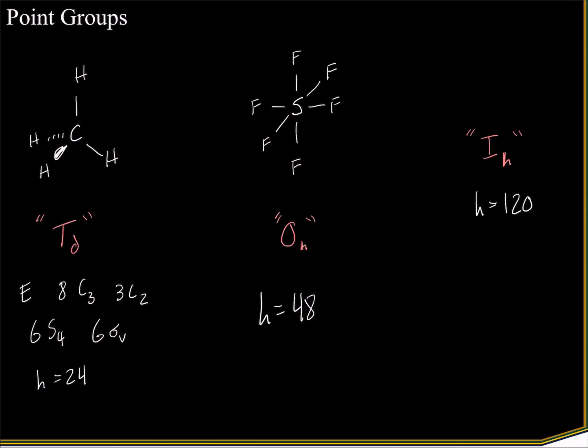Right, so these are our high symmetry point groups. Right, so these I'll label as our high symmetry point groups. I'm going to abbreviate point group as PG. And so we now have our low symmetry and our high symmetry point groups.